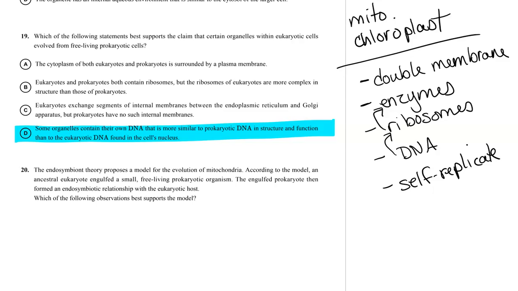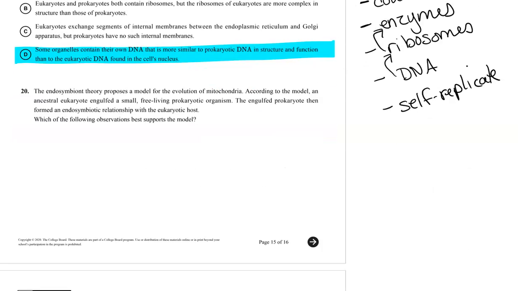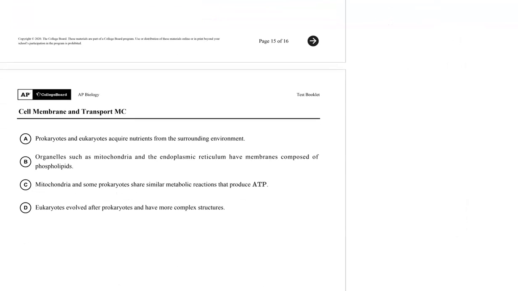Number 20, the endosymbiotic theory proposes a model for the evolution of mitochondria. According to the model, an ancestral eukaryote engulfed a small, free-living prokaryotic organism. The engulfed prokaryote then formed an endosymbiotic relationship with the eukaryotic host. Which of the following observations best supports the model? So this goes right along with this list that we just made for number 19. So if you look at these options here, are there any that you can get rid of or any that you can say this is it?